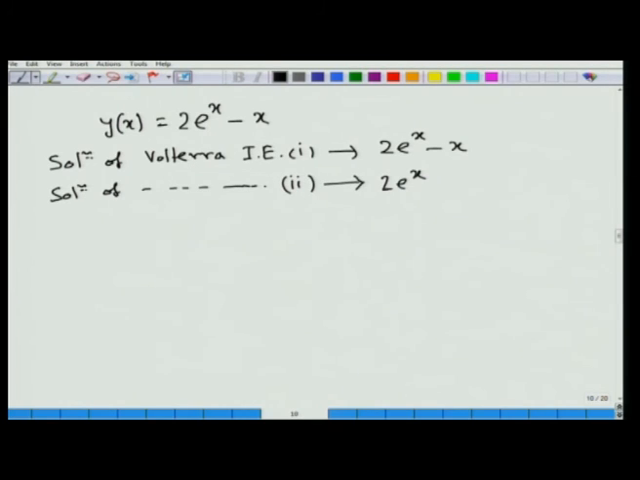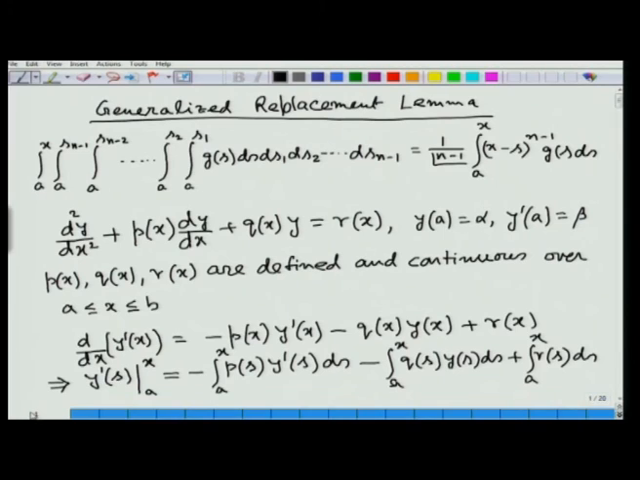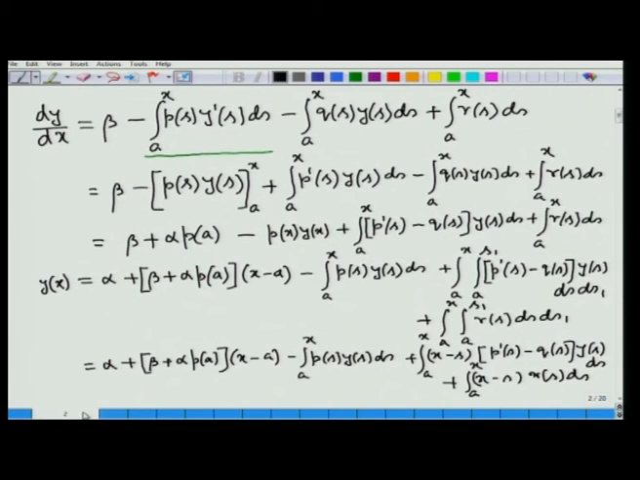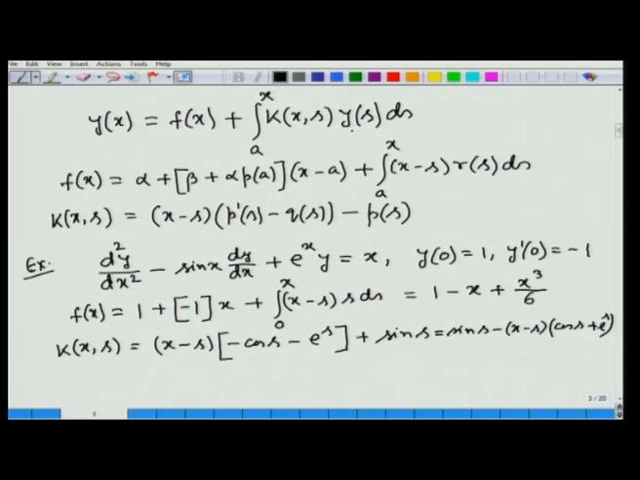So, this lecture we can stop here. Just for a quick recapitulation, we started with a second order ordinary differential equation initial value problem, where p(x), q(x), r(x) are given. Then using the generalized replacement formula and integrating the given equation on both sides twice, we obtained the general format for the integral equation in terms of y. This is a Volterra integral equation of the second kind, where f(x) is given by this formula and the kernel is given by this one.